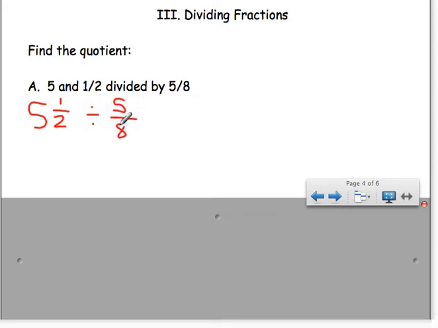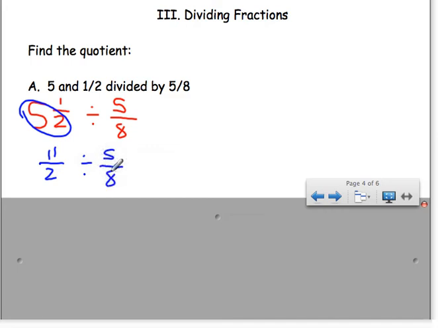So again, I have a mixed number, and I'm going to want to turn it into an improper fraction. So 5 1/2 is the same thing as 5 times 2 is 10, 10 plus 1 is 11/2, divided by 5/8. Now that I have two fractions, I can divide as I know how to.